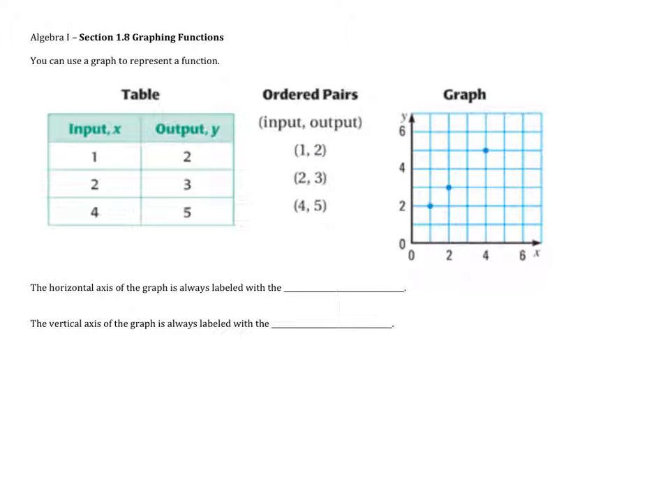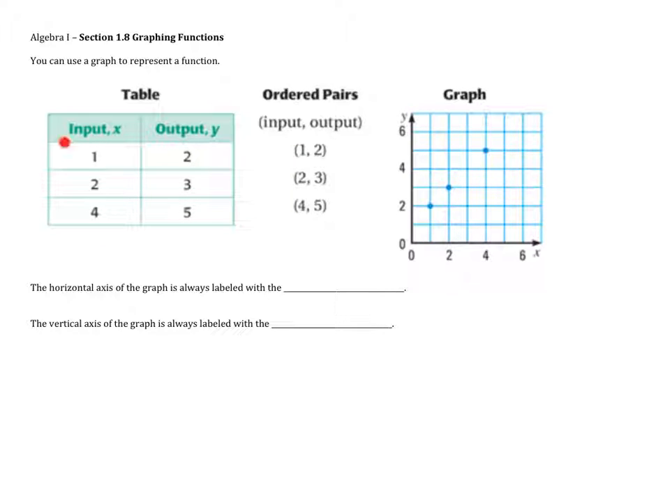Section 1.8 is all about graphing functions. In the last section, we talked about what makes something a function, and in this section, what we're going to look at is how we can represent functions by graphing them. So to start, let's look at what you do when you're given a table of values for your function.